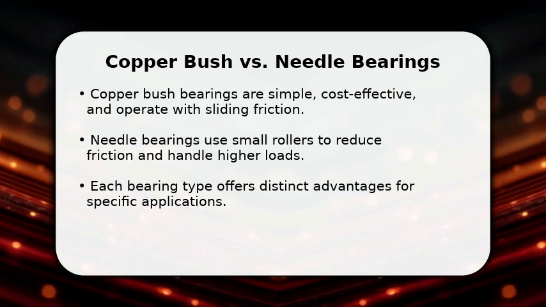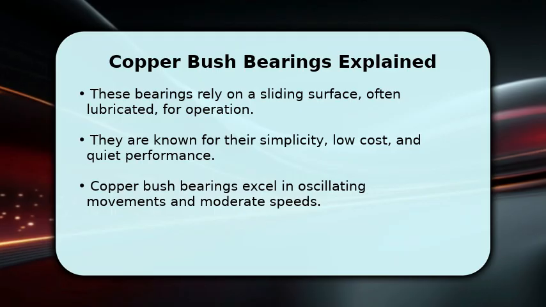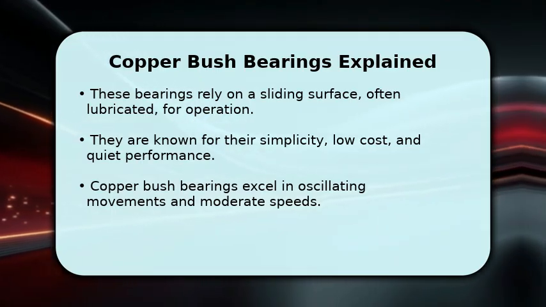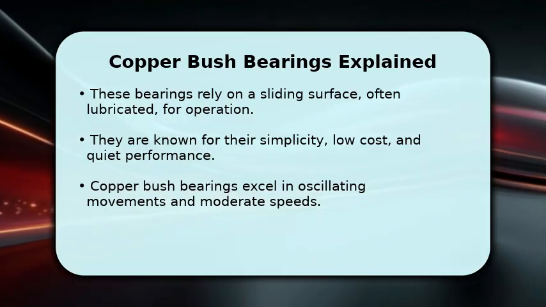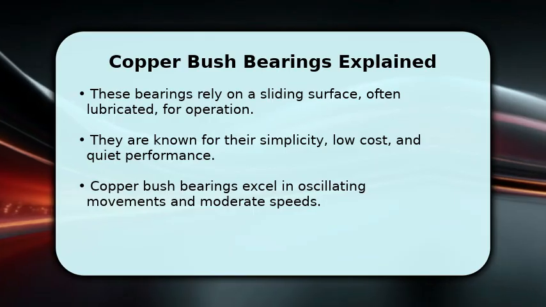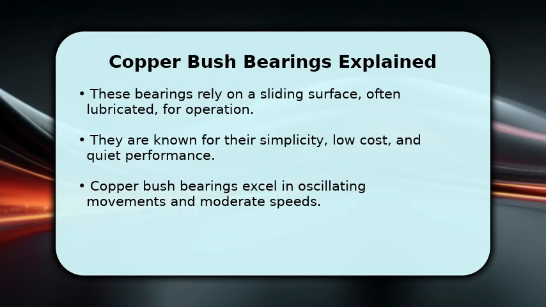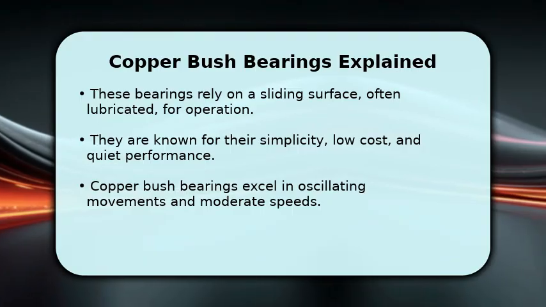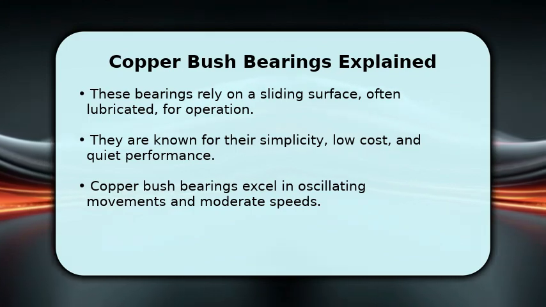Copper bush bearings, also known as plain or sleeve bearings, are incredibly simple in design. They consist of a cylindrical sleeve, often made from bronze or brass, which are copper alloys. These bearings operate on the principle of sliding friction, typically requiring lubrication to reduce wear and heat. They are highly cost-effective and perform well in applications with oscillating motion, moderate speeds, and where space is limited. Their robust nature also allows for good shock absorption.